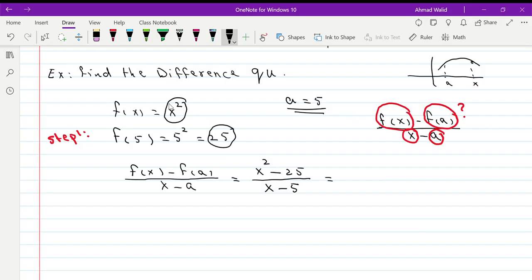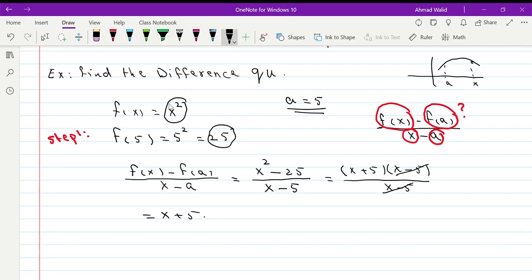Can I factor the top? Definitely yes. x plus 5 and x minus 5 over x minus 5. Now these two cancel out. Then the difference quotient for this function is equal to x plus 5. Very easy. Correct?